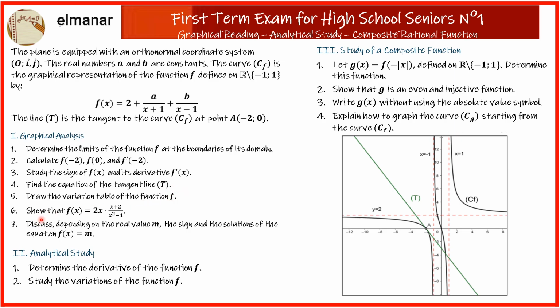6. Show that f of x can be written as 2 times x plus 2, all divided by x squared minus 1. 7. Depending on the value of the real constant m, discuss the sign of the function and the solutions of the equation f of x equals -m.